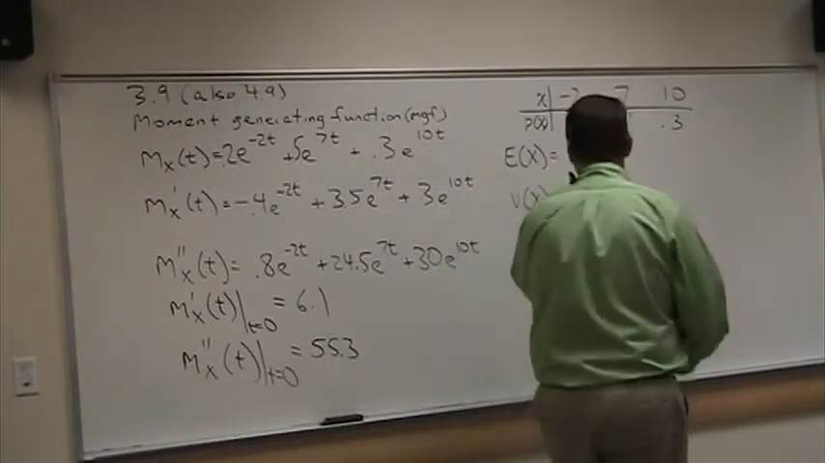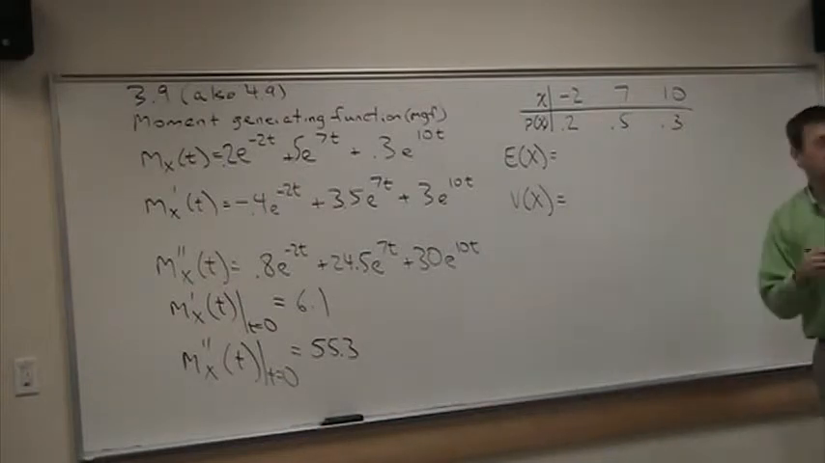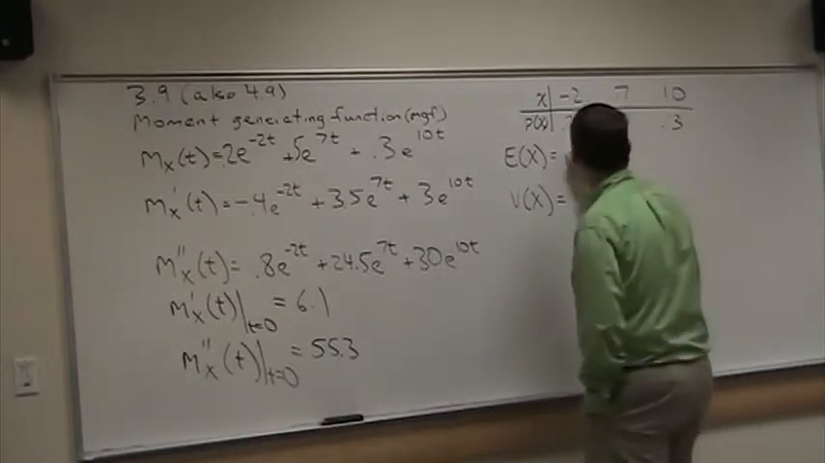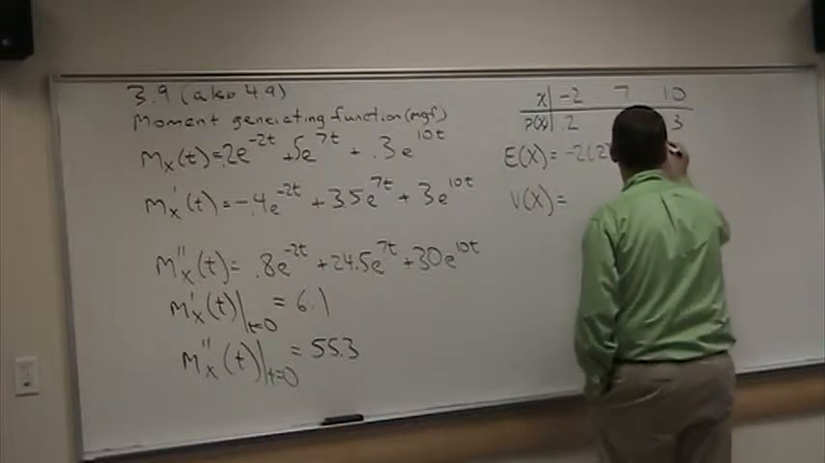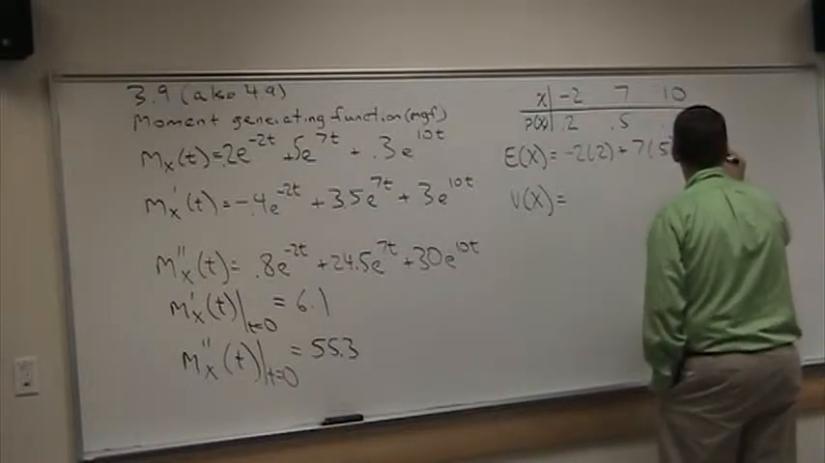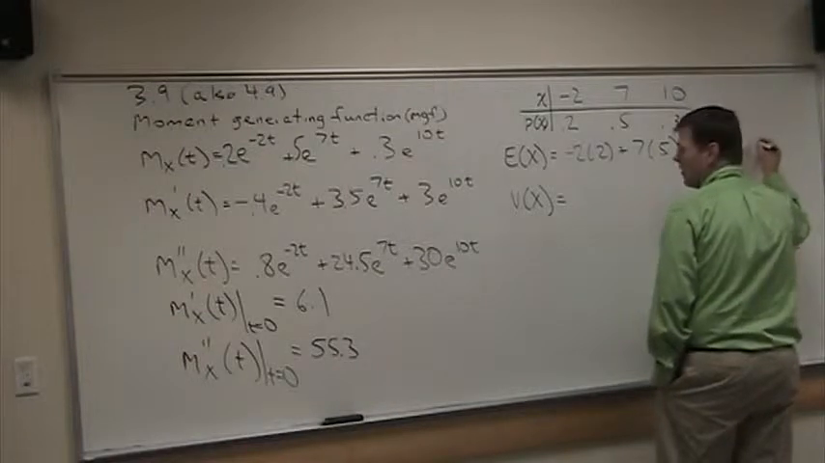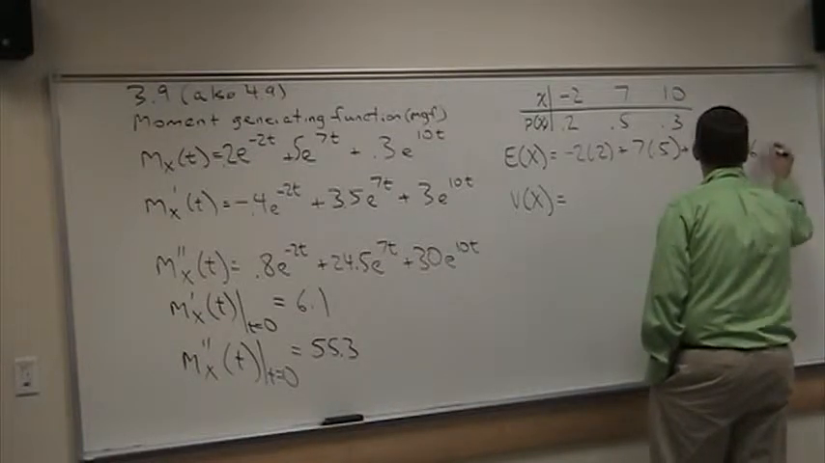Okay, so as far as the expected value of x is concerned, we've got -2 times 0.2 plus 7 times 0.5 plus 10 times 0.3, and sure enough, that's 6.1.